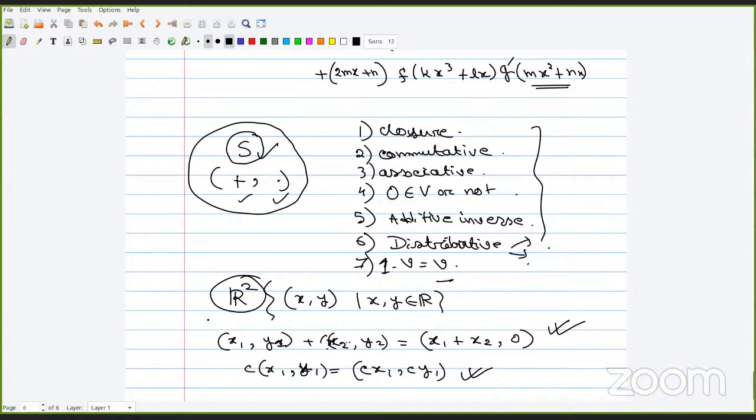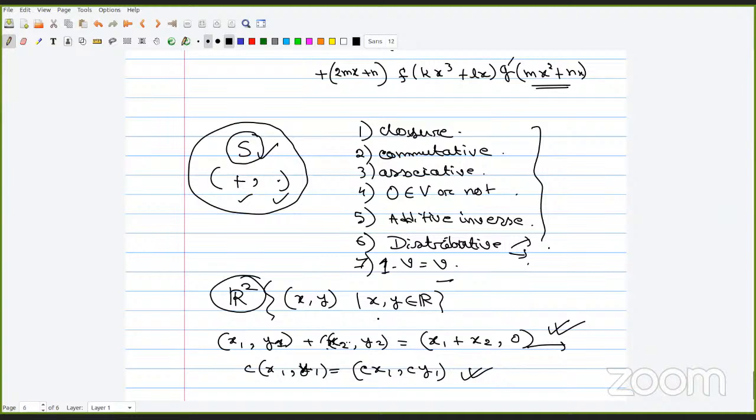Yeah, addition. You have to check whether the set is closed under this addition or not, right? Is it closed? There can be a defined addition also, right? Yes. So here we cannot get anything, comma 1.